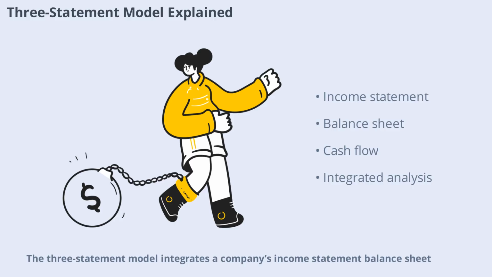The three-statement model integrates a company's income statement, balance sheet, and cash flow statement. By linking these statements, analysts can see how changes in one area affect the others. This model is fundamental for understanding a company's financial health and is often the starting point for more complex analyses. Building a three-statement model requires attention to detail and a clear understanding of accounting principles.